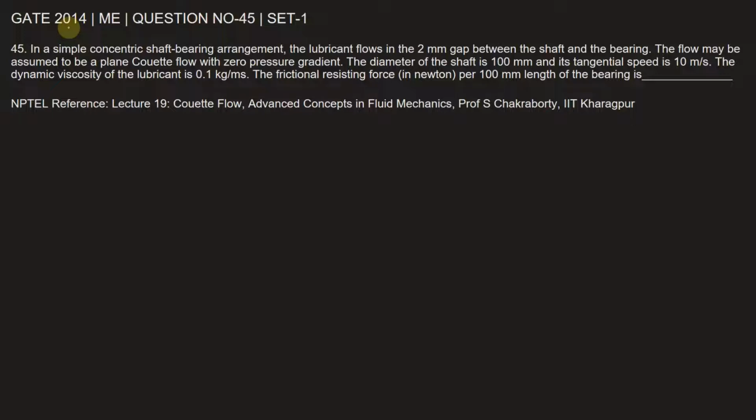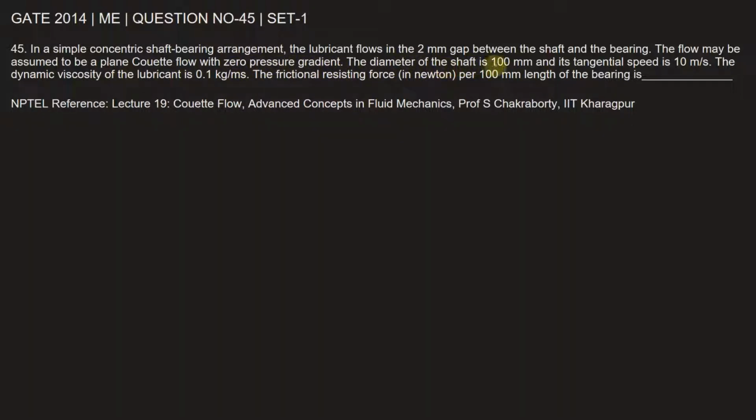This question is from GATE Mechanical Engineering of 2014. This is question number 45 of set 1. The question is, in a simple concentric shaft bearing arrangement, the lubricant flows in a 2 mm gap between the shaft and the bearing. The flow may be assumed to be a plain Couette flow with zero pressure gradient.